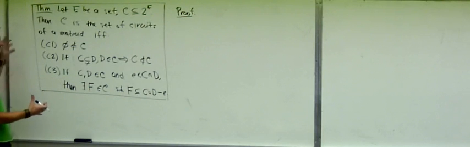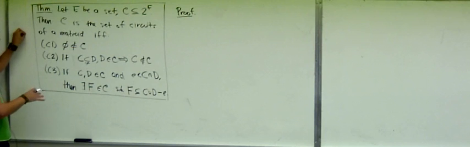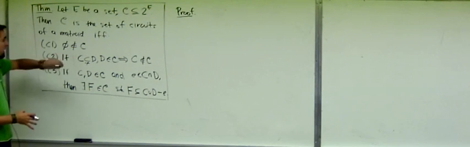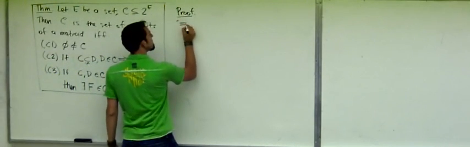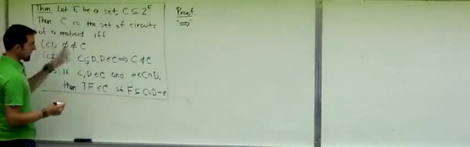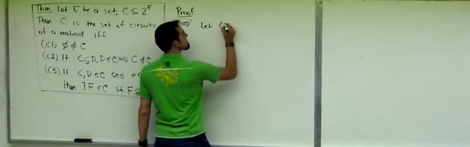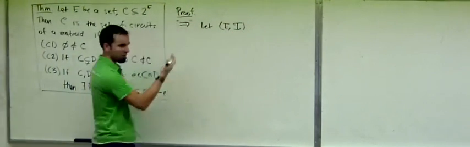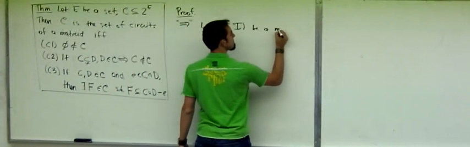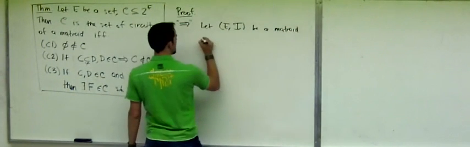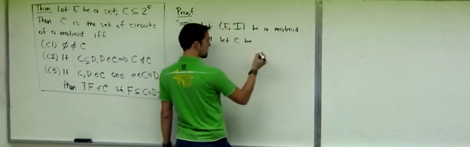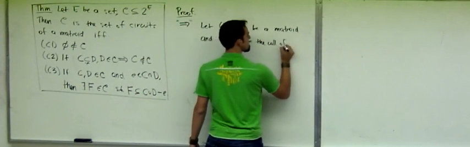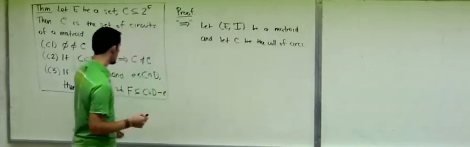So I need to do two things. I need to show that if I have a matroid in our independence definition, then it satisfies these axioms, and that if I have these axioms, then I have the independence axioms also. So let's go first in the forward direction and say, suppose that you do have a matroid, and suppose that we have it in terms of independent sets. And let C be the collection of circuits. So we need to show that this satisfies the three axioms.